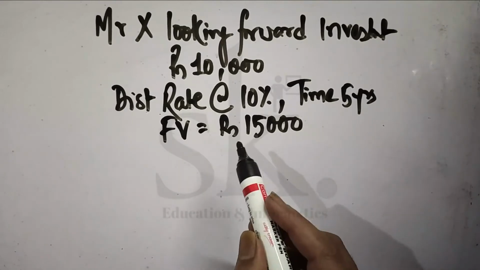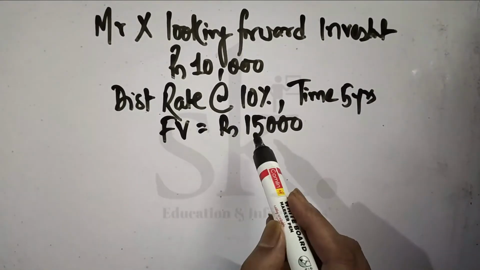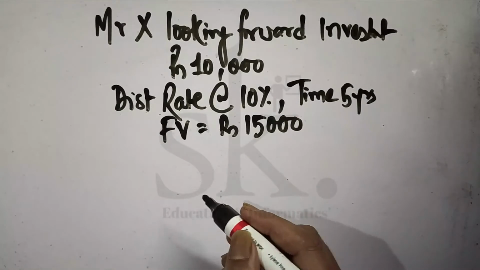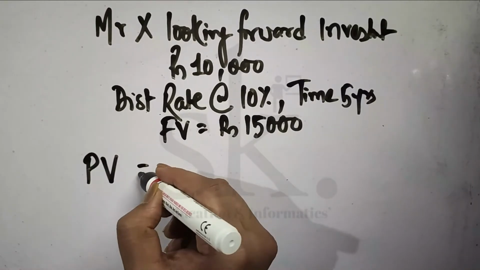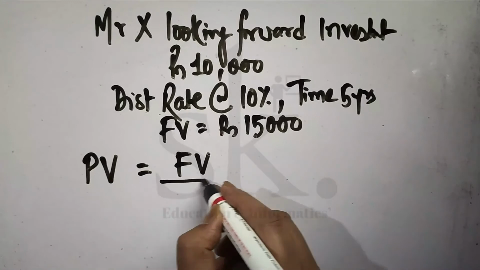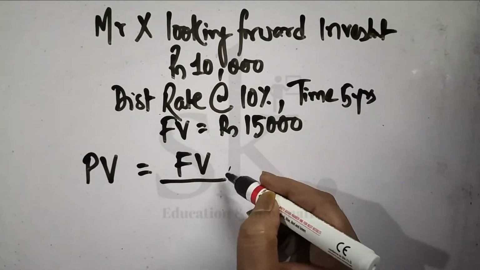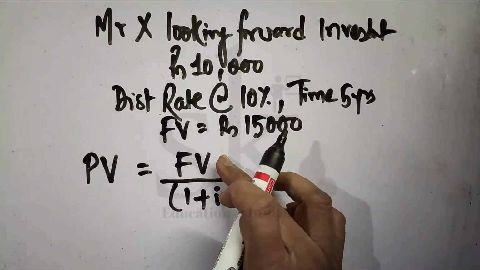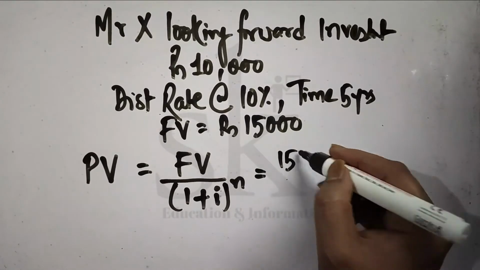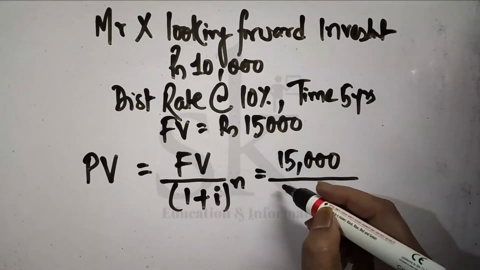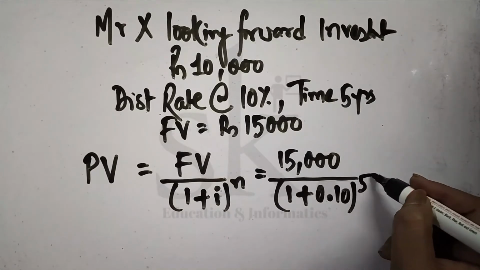Now see, he is making an investment in the 0th year of rupees 10,000, discounting rate is 10%, time is for 5 years and the future value is rupees 15,000. So what kind of formula do we apply? We calculate that present value will be equal to future value divided by the discounting factor. If you remember, the discounting factor was 1 divided by (1 plus i) to the power n. So my future value is rupees 15,000 divided by (1 plus i), i is 10%, which is 0.10, to the power, say, 5.